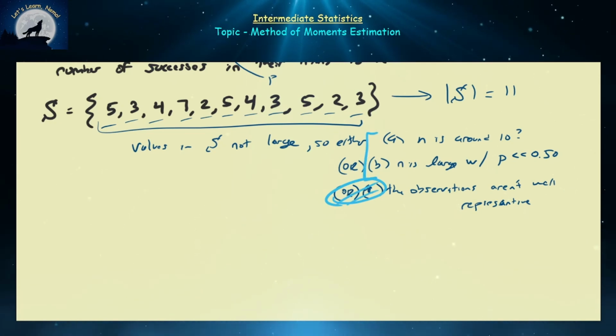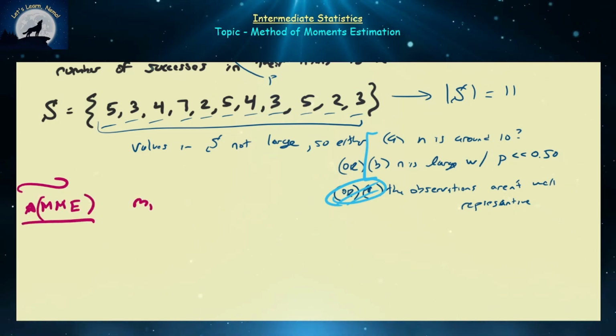Right, but the non-well representative thing, C, we can't really consider here. So the only things we really can look at here, at least given this information, is how to estimate n and how to estimate p. And the method of moments estimation gives us tools to do this. All right, so let's assume that we want to use MMEs to generate estimates for n and p.